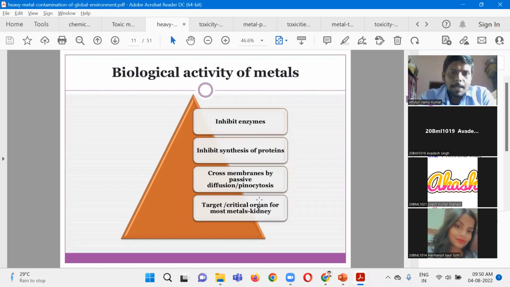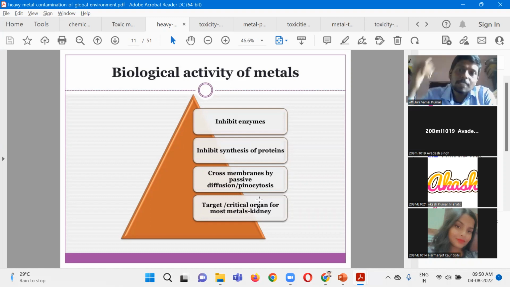Now, what is the basic definition of a heavy metal? How can we define something as a heavy metal? Are all metals dangerous to the human body, or only a few metals are dangerous? If only a few metals are dangerous, then why not others?